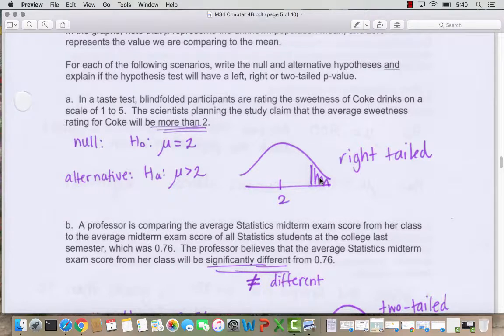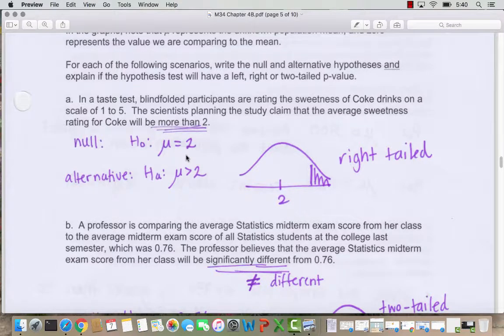So here's some scenarios where we're going to write null and alternative hypotheses and explain if our test will have left-tailed, right-tailed, or two-tailed p-values. So in question A, we've got blindfolded participants. They're taking a taste test. They're rating the sweetness of Coke drinks on a scale of 1 to 5. And the scientists planning the study claim that the average sweetness rating for Coke is going to be more than 2. So our null hypothesis always has equality.